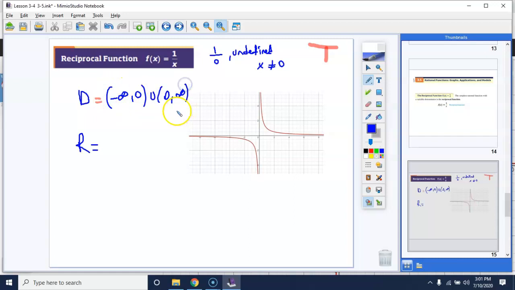Negative infinity to 0, union 0 to infinity. Okay, we don't include 0, we use parentheses, because 0 makes it undefined. But in terms of range, it should be all real numbers, but again, there is no way to make it 0. I'm gonna say the same thing.